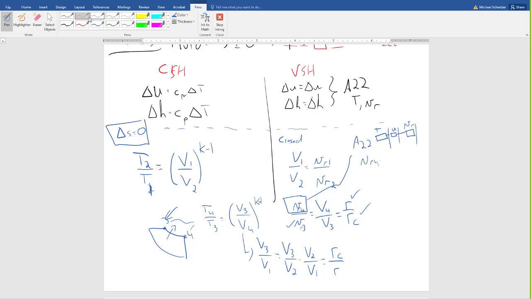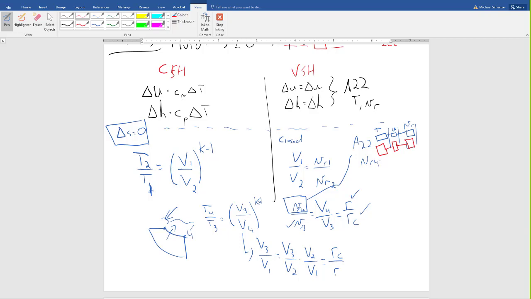But in this case, for state 4, we would go the other way, right? We'd use this relationship to get vr, and then we'd get u, and then we'd get T. So that's actually a lot like the Brayton cycle. It's just now we're using a different isentropic relationship because it's a closed system.